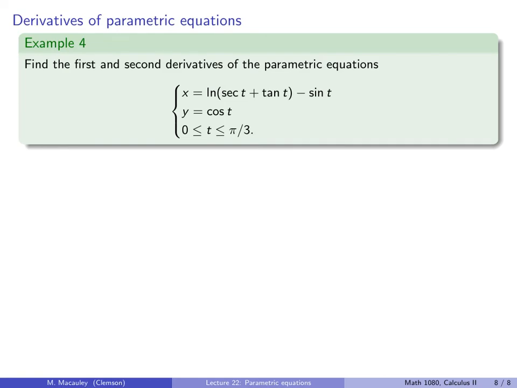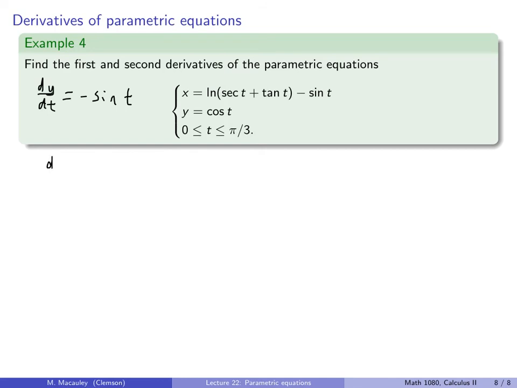Okay, so let's do a quick example. Find the first and second derivatives of the following parametric equations. One of these is quick and easy: dy/dt is clearly equal to negative sine of t.